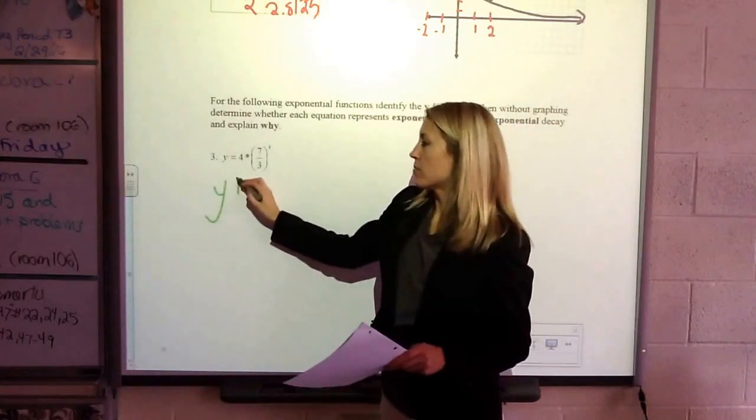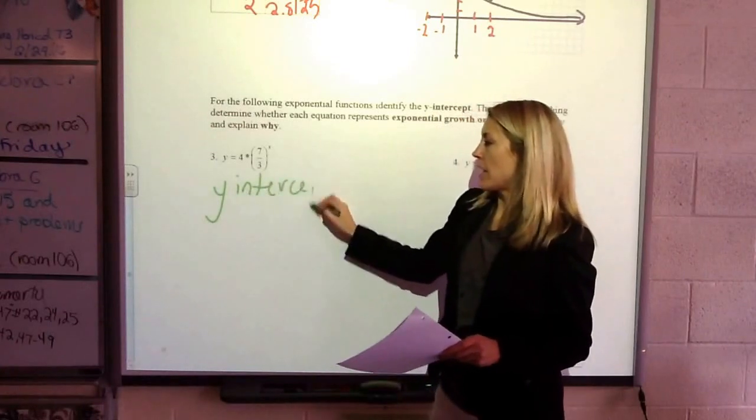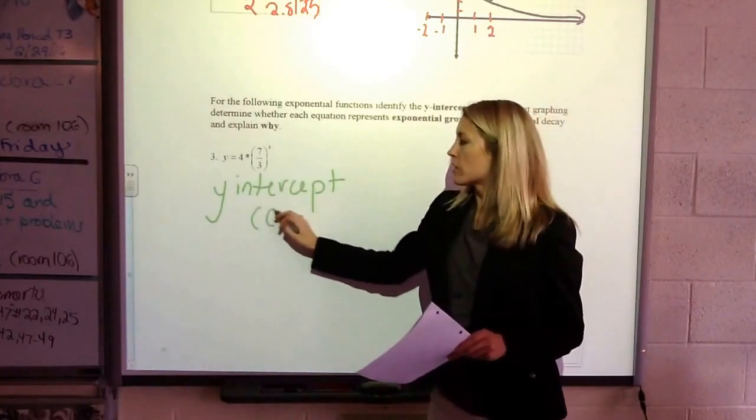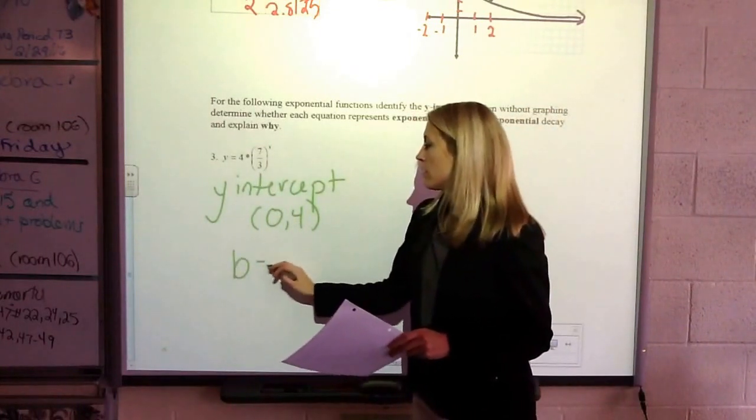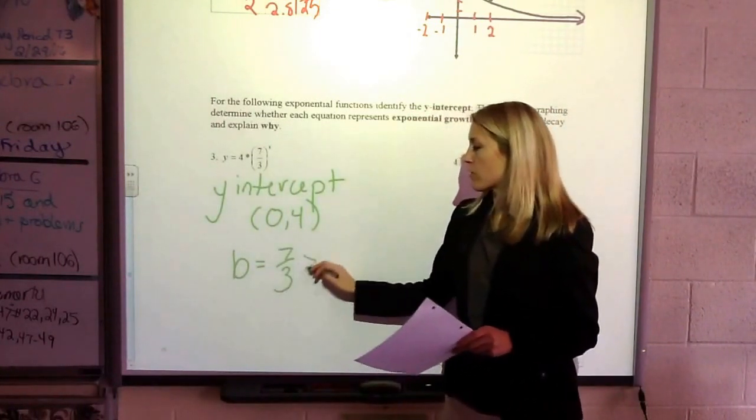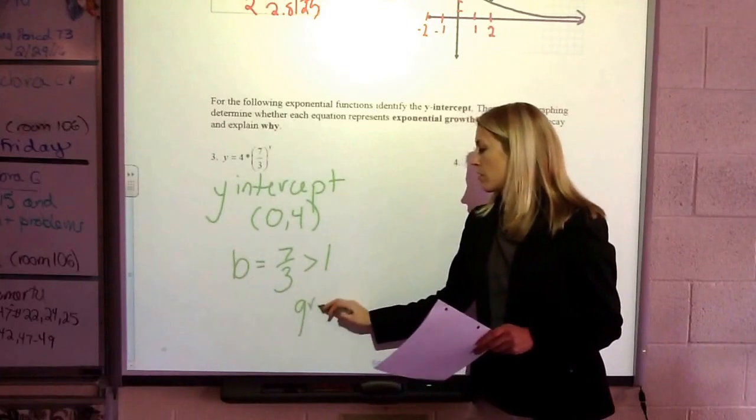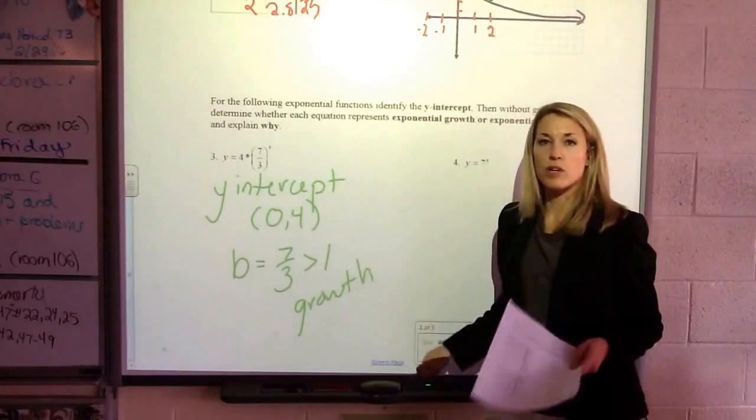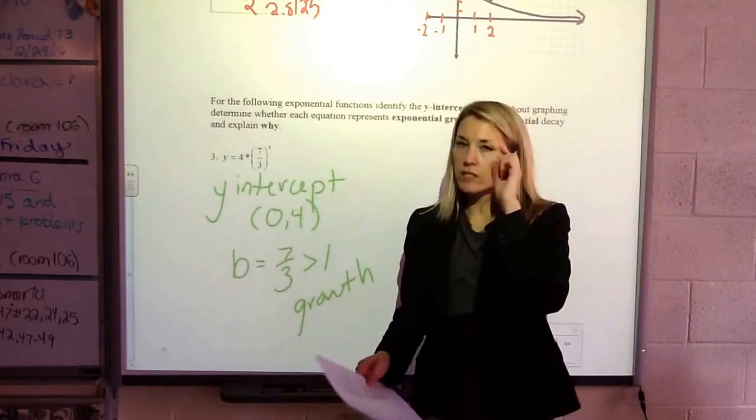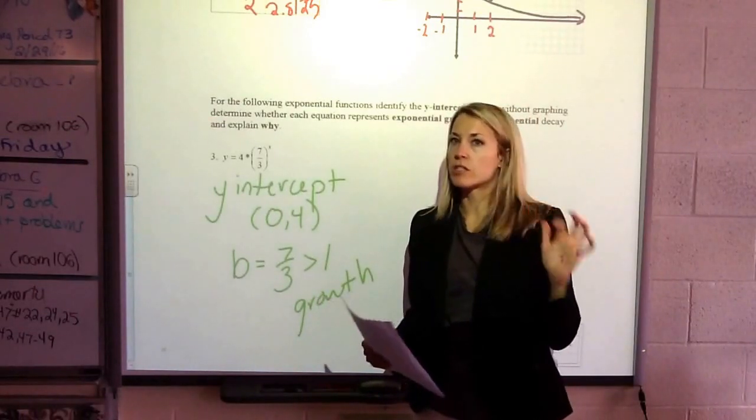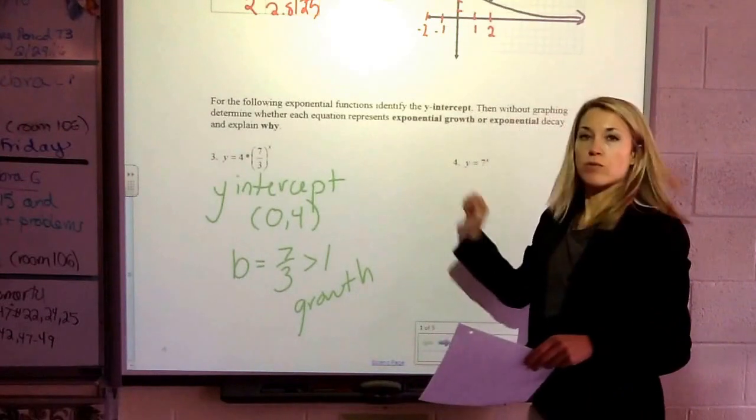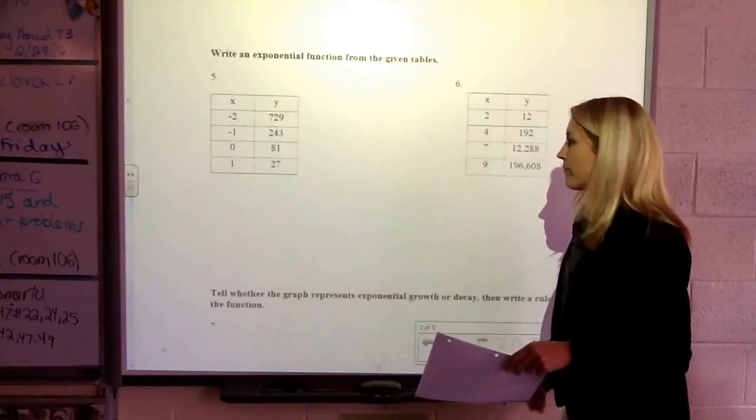The y-intercept is A. It's a coordinate, 0, 4. And my b is 7/3. This is greater than 1, so this is a growth. And that's pretty much what I'm asking. Throughout this entire unit, anytime we're decaying, you'll notice that that growth factor is less than 1. So you guys will do number 1 and number 4.